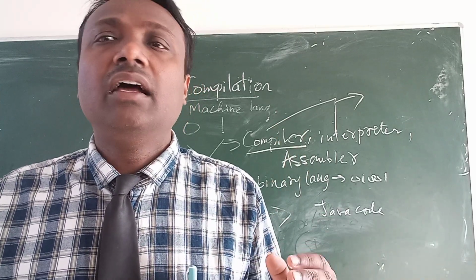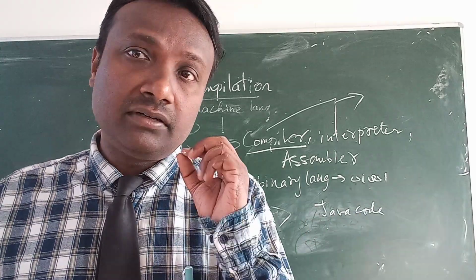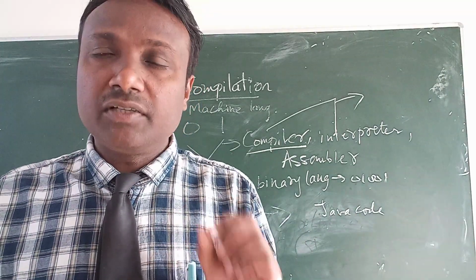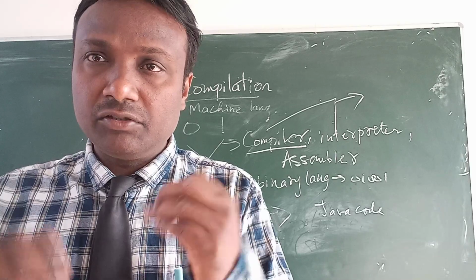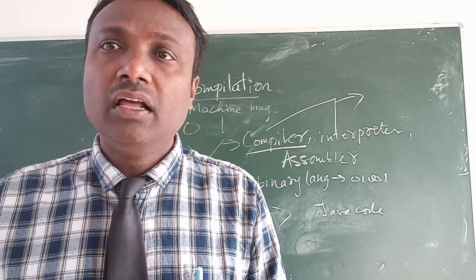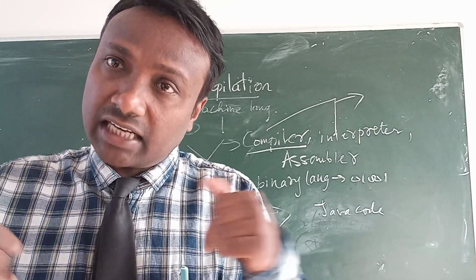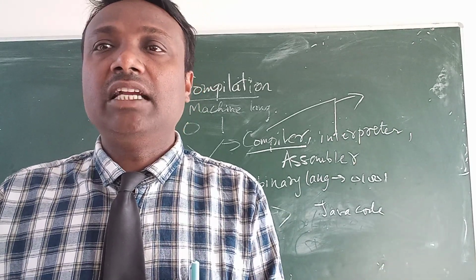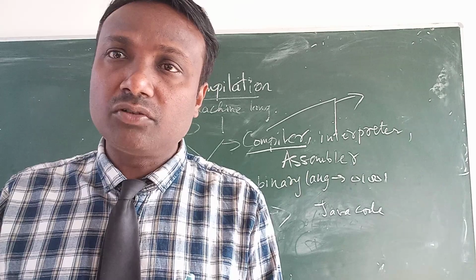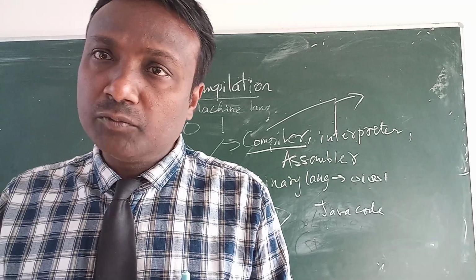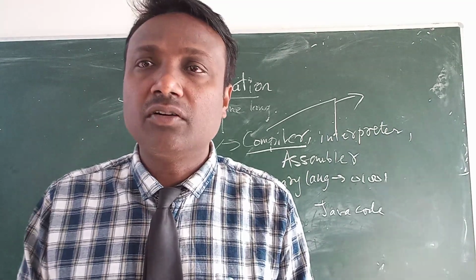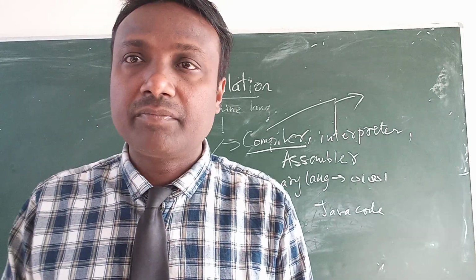With the interpreter, suppose there are 50 lines and 10 lines have errors. First it will read the first line and inform you that there is an error, please correct it. Then it will check the second line. If the second line is correct, it will go to the third line. If the third line is wrong, it will stop the program. It will not move to the next line. This is the work of the interpreter.